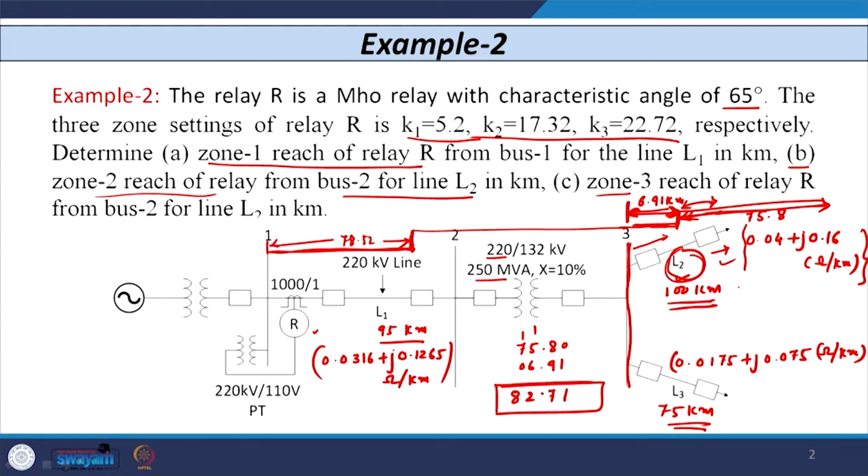So, the backup provided for line L2 is 82.71 kilometers. The entire line L2 is not protected. If primary fails for L2, then some other line will take care, but only up to 82.71 kilometers, not beyond that. So, for the remaining 100 minus 82.71 kilometers, that line section is not protected, meaning the backup is not available from other relays. That is the meaning of this.